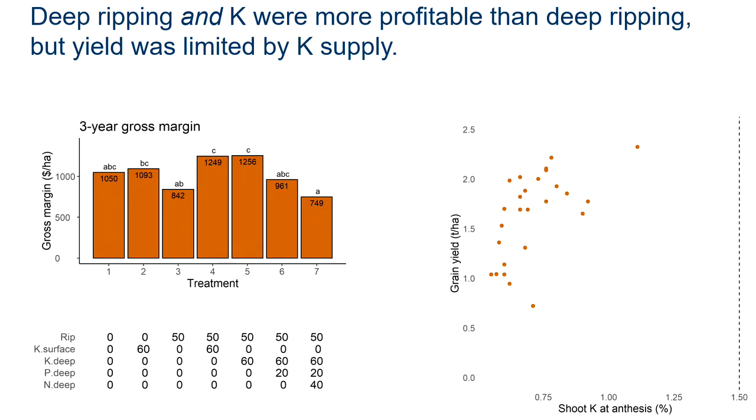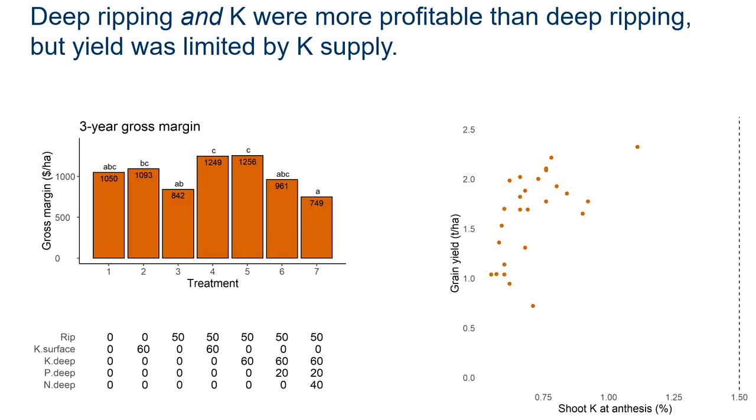Now that we have a few years of data, we can start looking at an economic perspective. And at this site, the deep ripping and K treatments had the highest gross margin over the 3 years. They were higher than deep ripping on its own, but not higher than the untreated control. So I guess a weak signal there around the profitability. That might change with another year of data from that site.